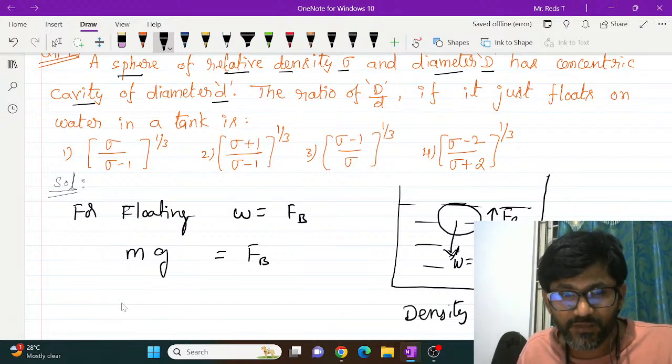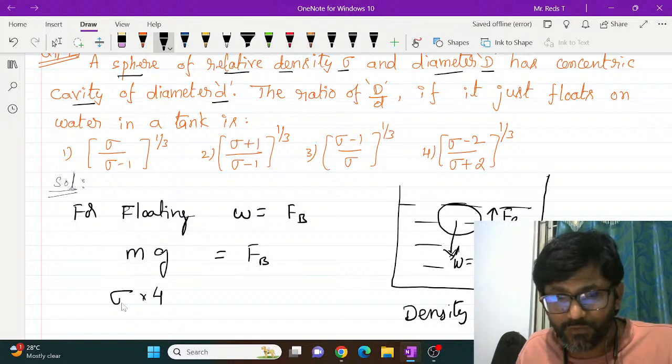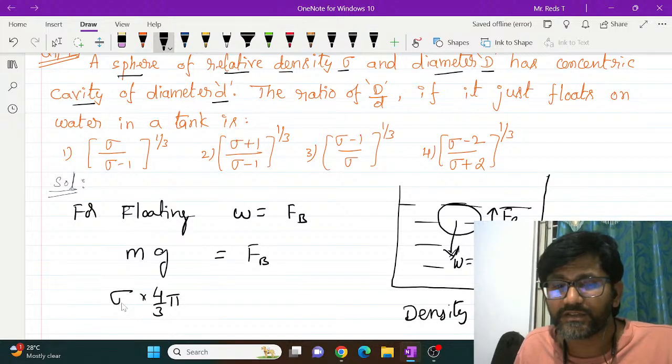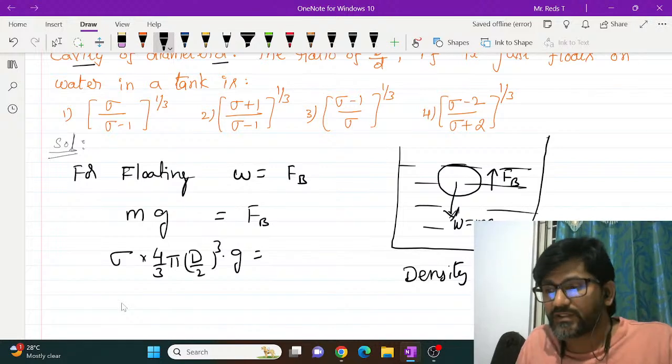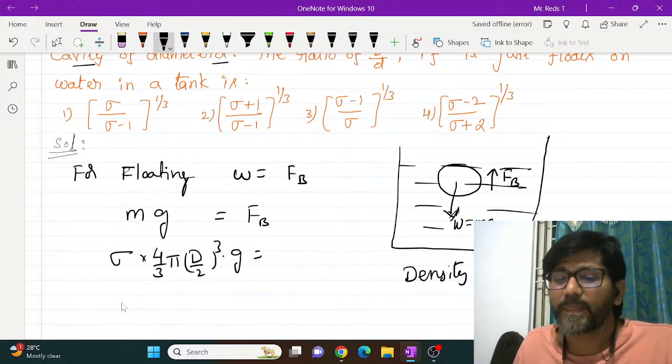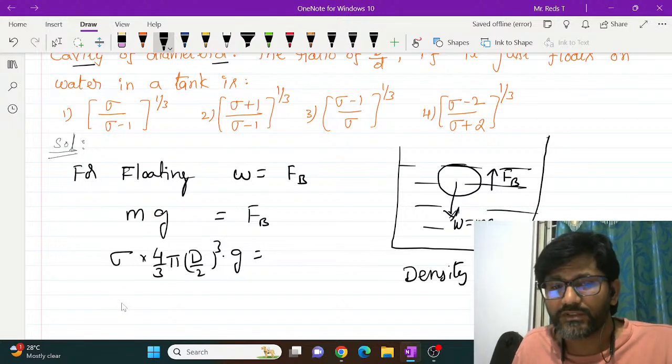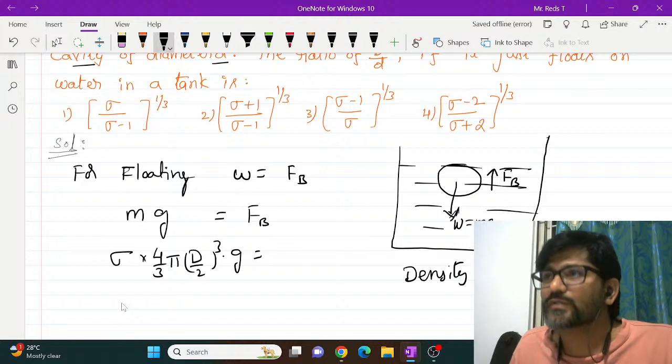Density of the body is sigma. Volume of the body is 4 by 3 pi r cube. Here r is radius. R is not given, diameter is given. That means you have to take radius as diameter by 2. So d by 2 whole cube, and mass into g is equal to buoyant force. Upward force, upthrust force, is called buoyant force. Buoyant force is also equal to mass into g.